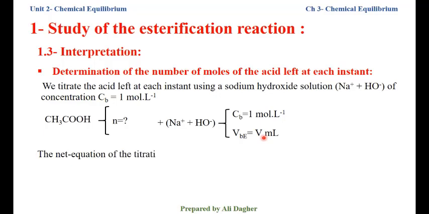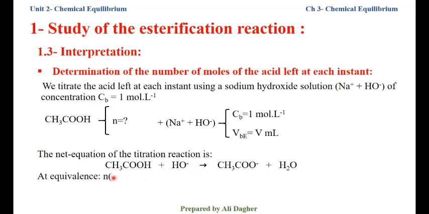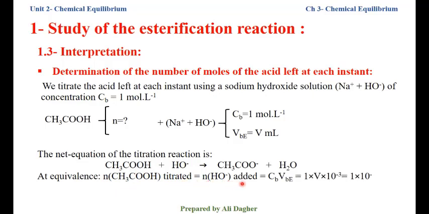The net equation of the titration reaction is CH3COOH, the acid, reacts with the base HO minus to give CH3COO minus plus H2O. As we know, the titration reaction is complete. At equivalence, the number of moles of acid titrated equals the number of moles of HO minus added, according to the stoichiometry of the reaction: 1 for acid and 1 for HO minus. Then number of moles of acid equals number of moles of base added.